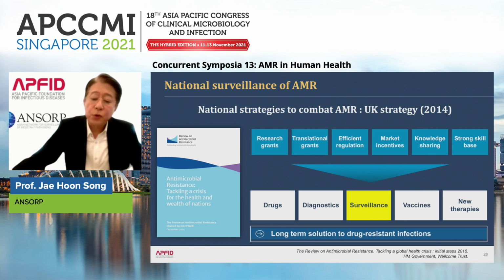The UK has also announced its national strategy in 2014 as shown here. The UK strategies include developing innovative drugs, diagnostics, vaccines, and new therapies, as well as the surveillance of AMR. And obviously, surveillance is the basic step to implement all of these measures.